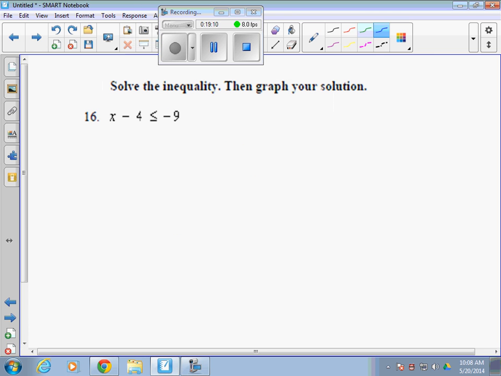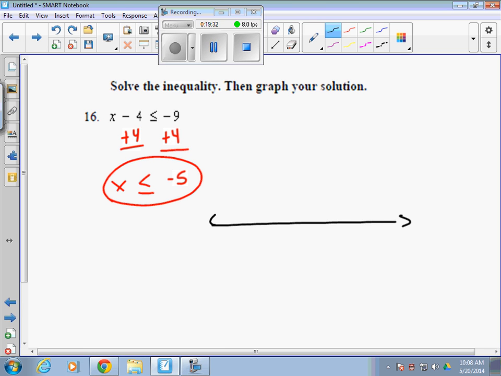Number 16 says solve the inequality. Well, it's an easy one. Undo minus 4 by adding it to both sides. Negative 9 plus 4 is negative 5. So we have x. There's no reason to reverse the symbol there because all we did was add. You only reverse that symbol when you multiply or divide by a negative number. So x is less than or equal to negative 5.